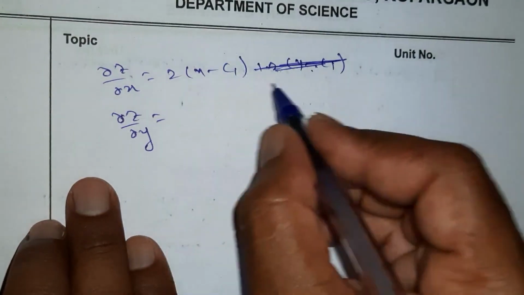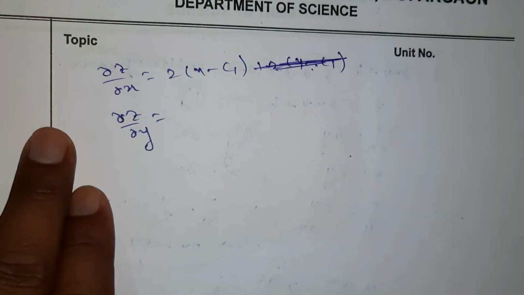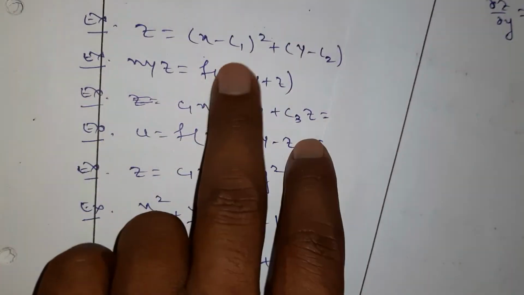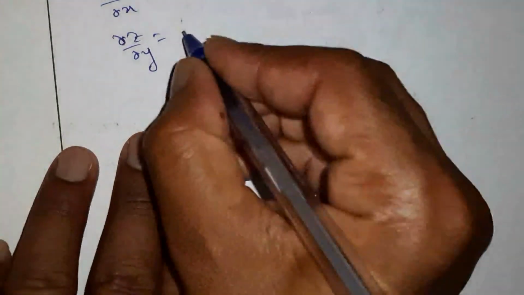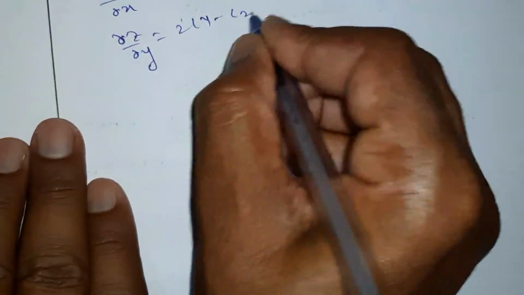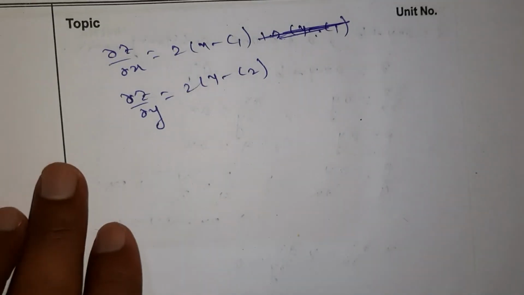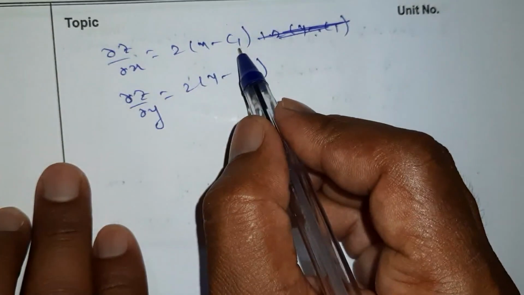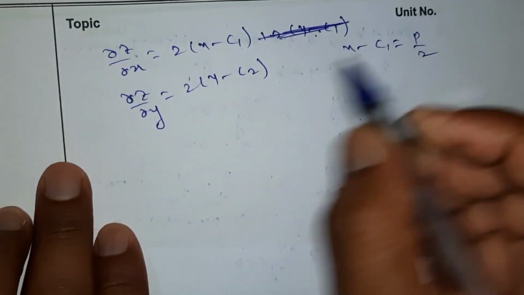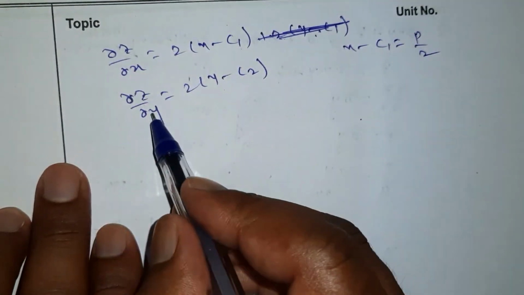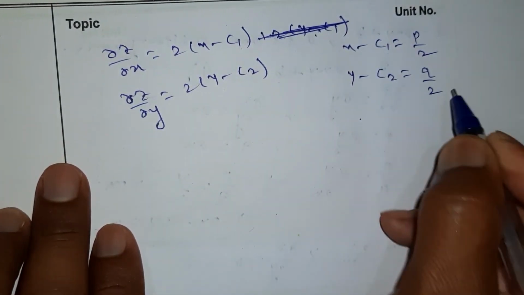So from this, ∂z/∂y. With respect to x the term is 0, and I get only this: 2 into (y minus c2). Now, how to solve it? Simple. x minus c1 is equal to p upon 2, because this is p, and y minus c2 is equal to q upon 2.